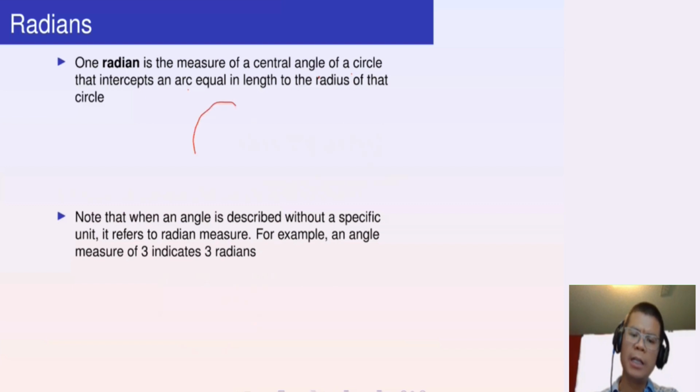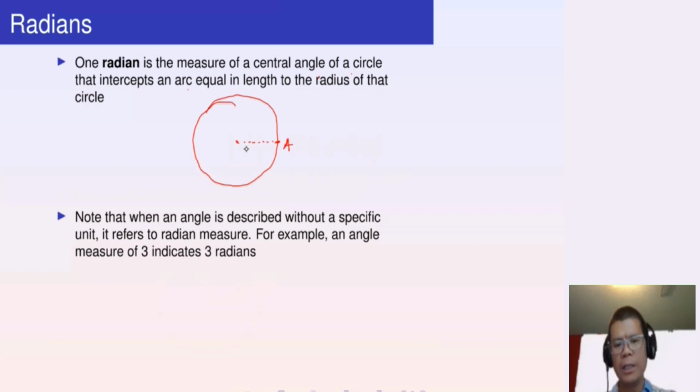So it means what? You firstly have a circle. I'm going to just draw this one, a circle. And then say this is a point A. Now, given a circle, we can measure its radius. Now we're going to have an arc equal in length to the radius of that circle. So for instance, we can find a point somewhere here, say B.